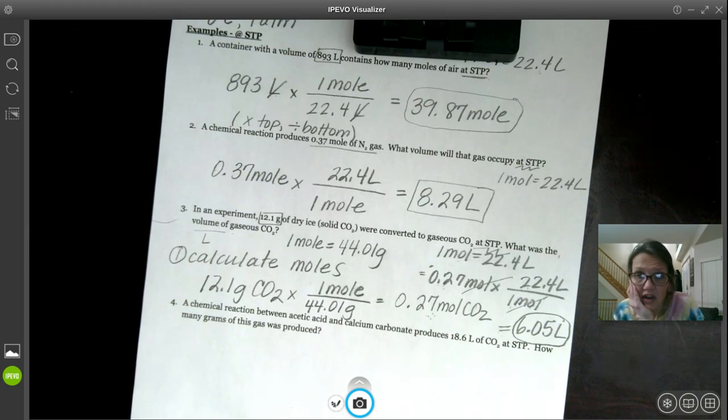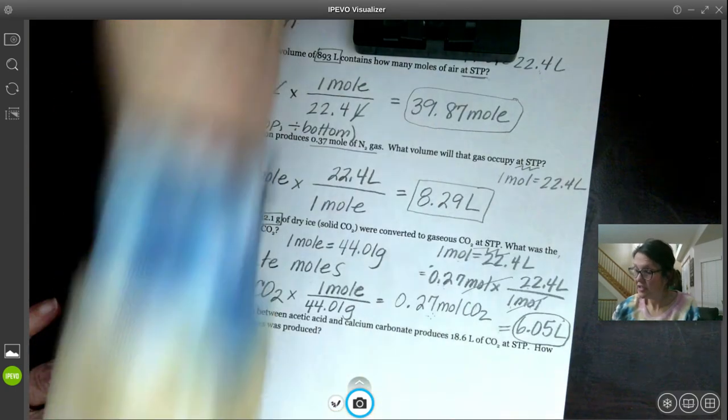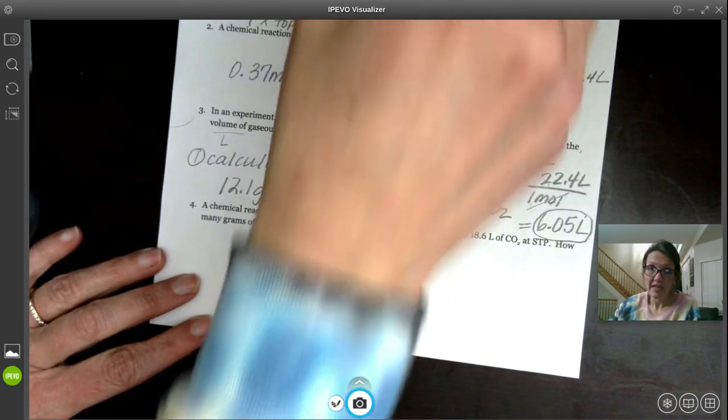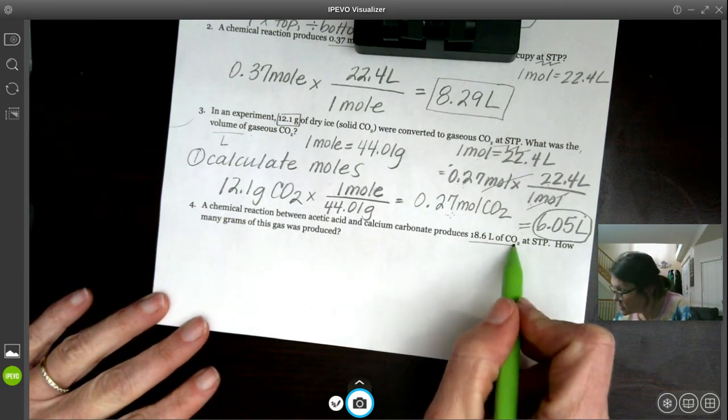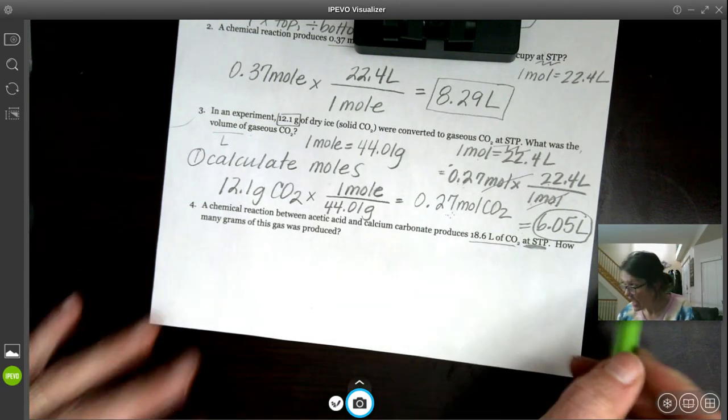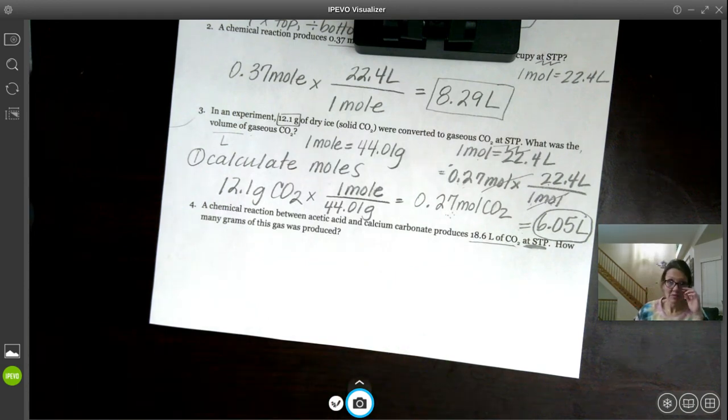Okay? All right, last problem that you may encounter, and this one is very similar to problem number 3. It says that a chemical reaction between acetic acid and calcium carbonate produces 18.6 liters of CO2 at STP. How many grams of this gas will be produced? Again, remember that we don't have a conversion fact for going straight from volume to grams, but we do know that we can take our volume and convert it to moles. And then once we know moles, we can use the molar mass to find the mass at the end.